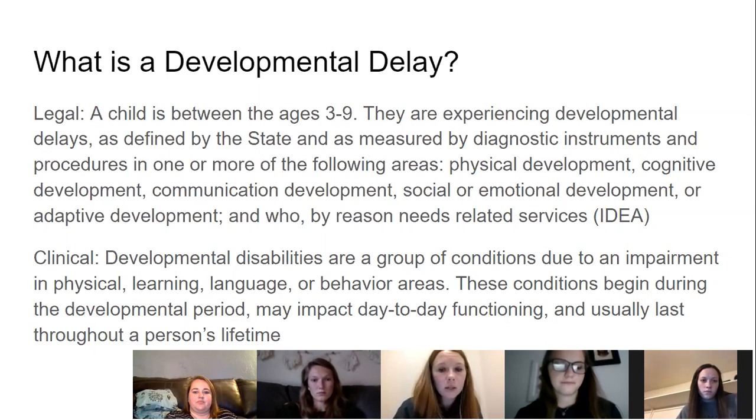Developmental disabilities are a group of conditions due to an impairment, such as physical, learning, language, or behavior areas. These conditions begin during the developmental period. They may impact day-to-day functioning and usually last throughout a person's lifetime.